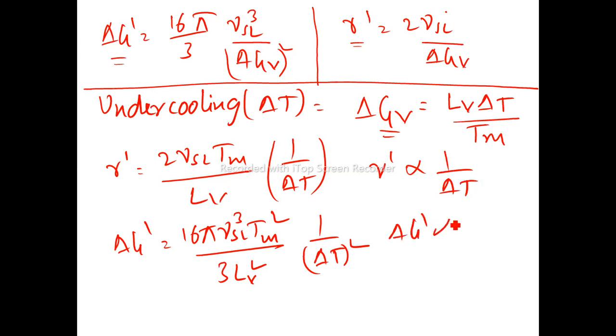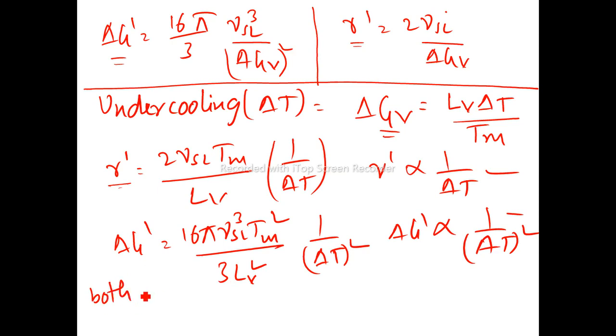Okay, then from here, this expression R star is inversely proportional to delta T, and delta G dash is inversely proportional to delta T whole square. This is the expression that we got. This means R star, R dash and delta G dash will decrease with increasing delta T. I can write a conclusion.